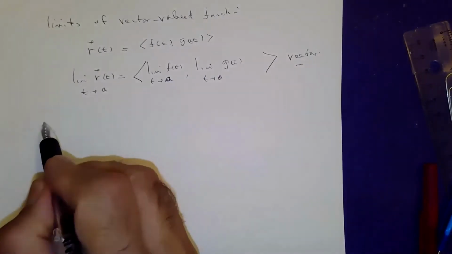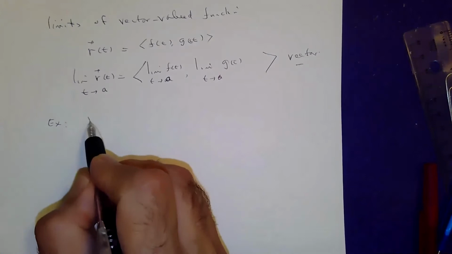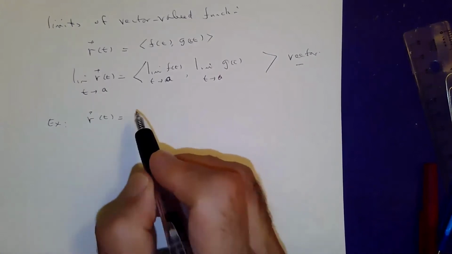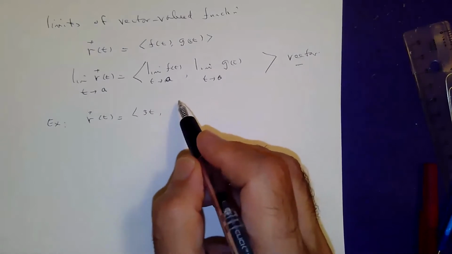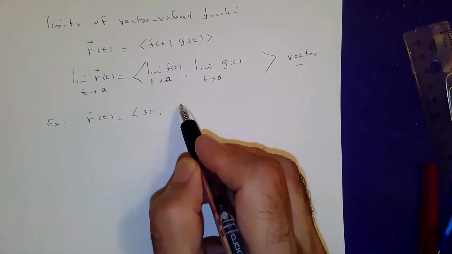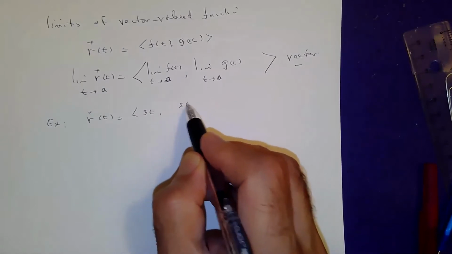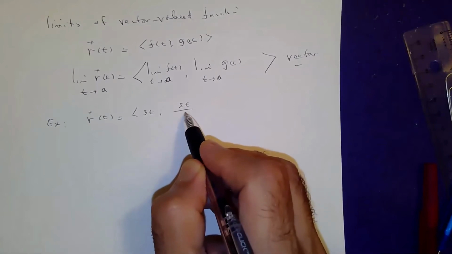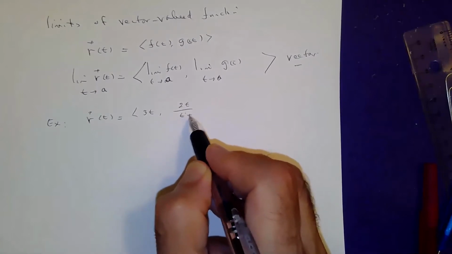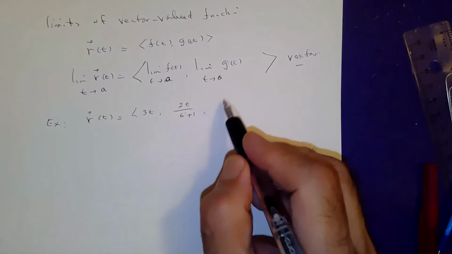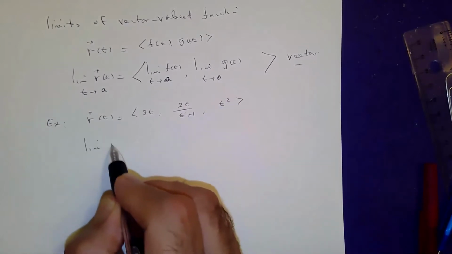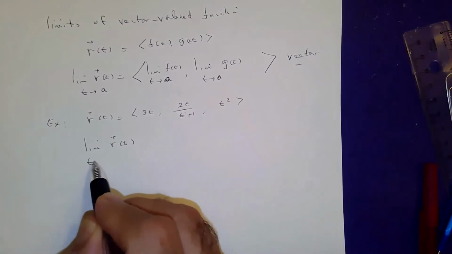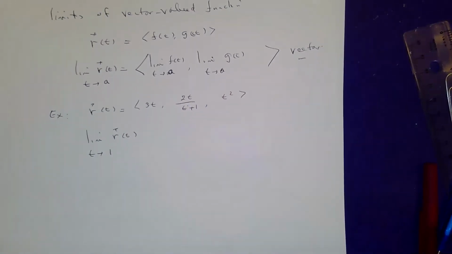Okay. Case in point, let's say r of t is equal to 3t, and then this guy is 2t over t plus 1, and let's say this guy is t squared. And we would like to find the limit of r of t when t approaches 1. What would that be equal to?